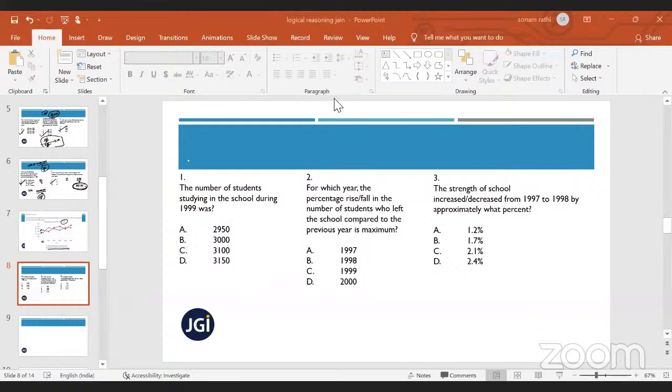Okay, so the answer for question number 1. What is the answer? Answer is option D. Did anyone get it?